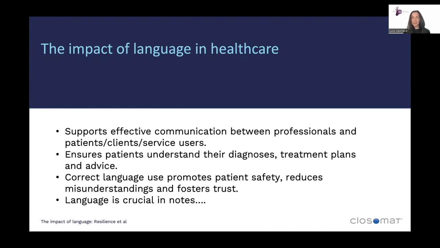And language is absolutely crucial in notes. And we're all under time constraints. And I know sometimes notes get written very quickly. And sometimes we tend to use the same type of language in our notes very, very quickly.